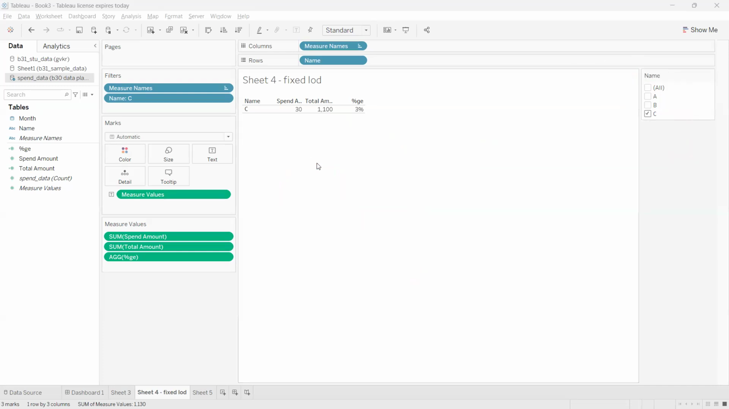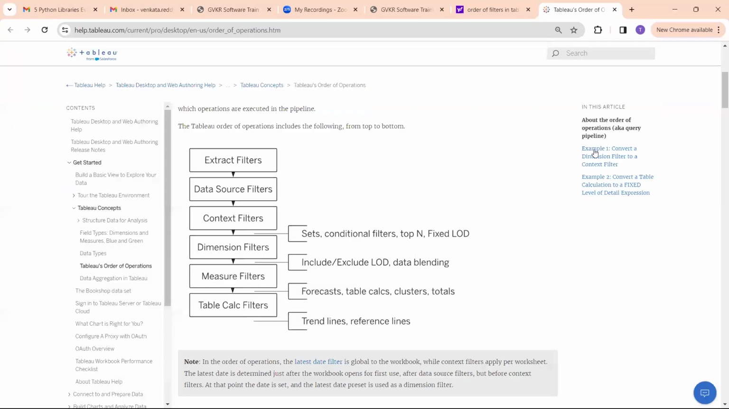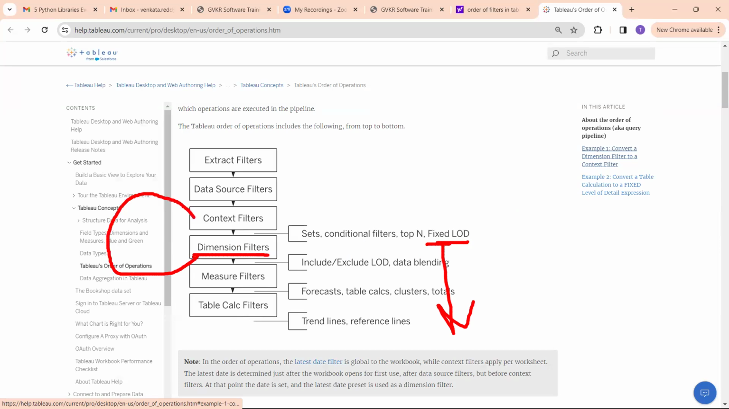Now for my fixed LOD to depend upon my dimension filter, there are two approaches. The first approach is straightforward. This fixed LOD depends upon the filters above it, and the dimension filter is below, so it is not depending upon it. So what I have to do is convert this dimension filter into a context filter. As context filters are above the fixed LOD in the order of operations, now my fixed LOD will depend upon the context filters.